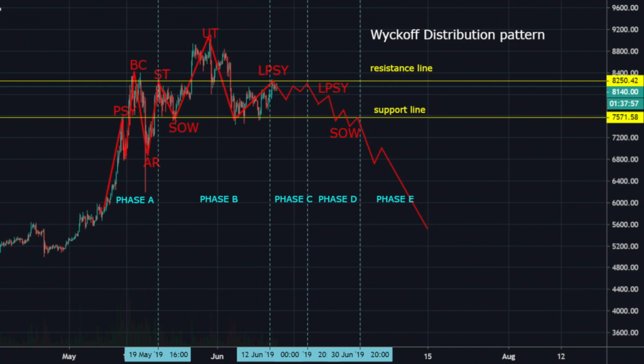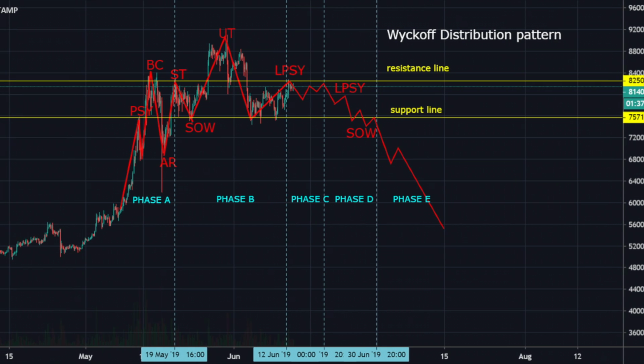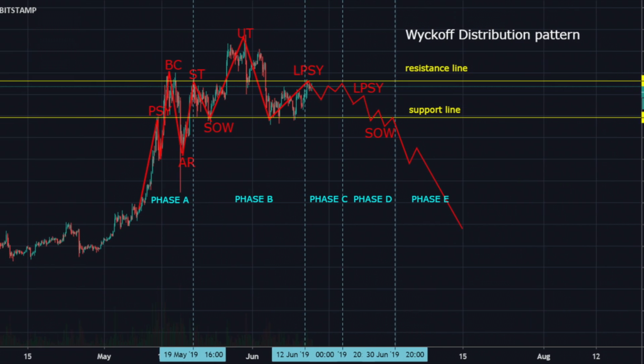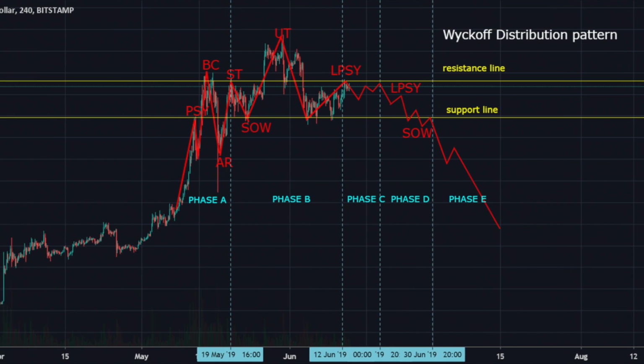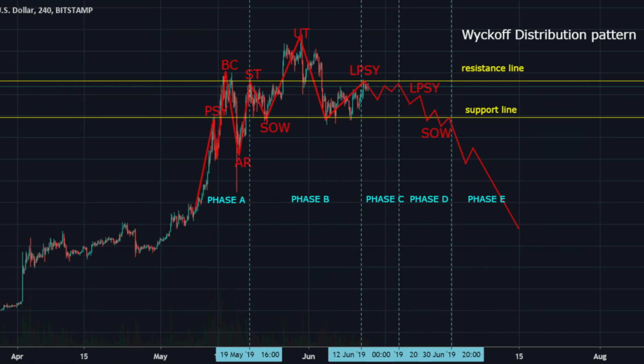Phase E. The last phase is characterized by a fast price drop, limited volatility, and limited volume. Test. There might be another test to the upside, mainly aiming at the liquidation of leveraged short positions, a short squeeze.